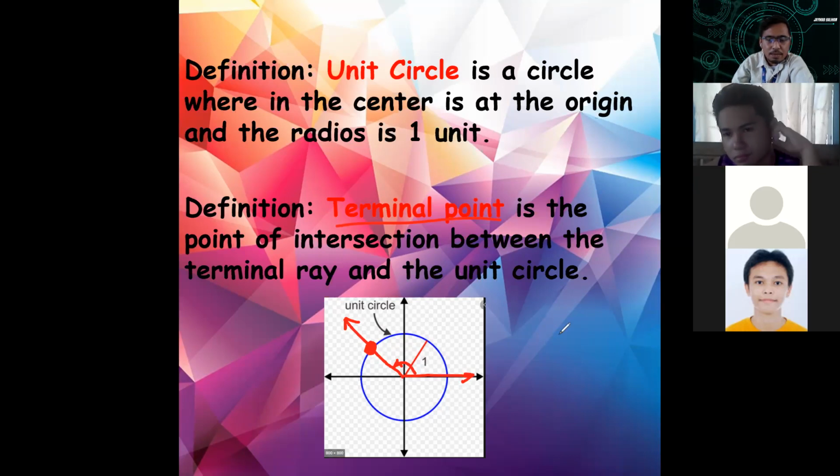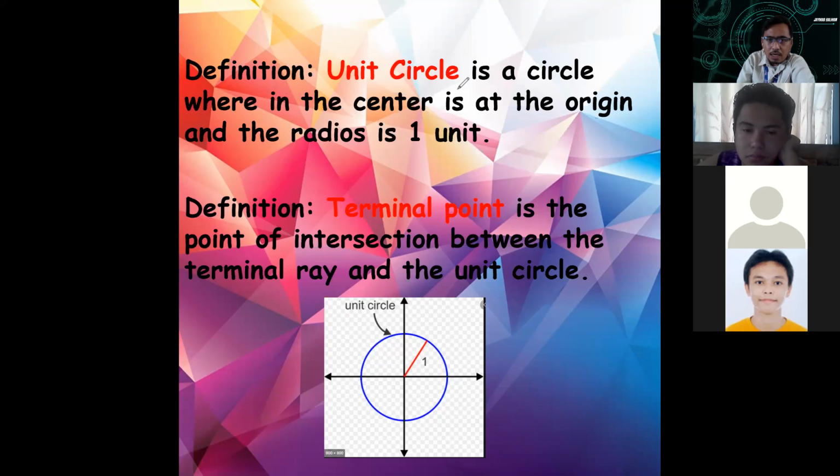Always remember that one. Okay, again, I will repeat. Your terminal point is the point of intersection between your unit circle and your terminal ray. Using that, the terminal point will determine your 6 trigonometric functions later. Okay? How do we get the 6 trigonometric functions? Okay. Can you look at this one? If this is, okay, I will write it again. So for example, your terminal ray is here.